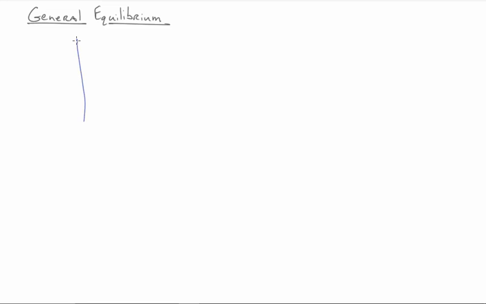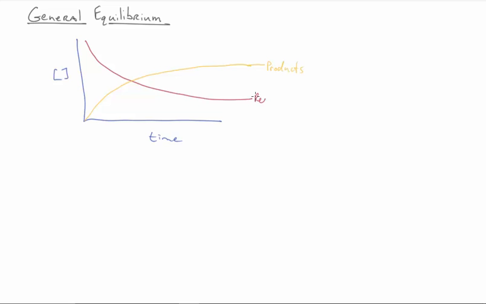So since we're talking about rate here, I'll go ahead and make a concentration versus time graph. Now notice our reactants should decrease in concentration. And then let me switch colors here. Our products should increase in concentration. So I'll make that products there, and I'll make the red line here reactants.